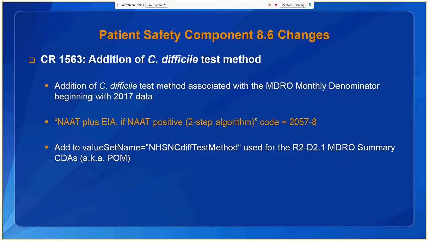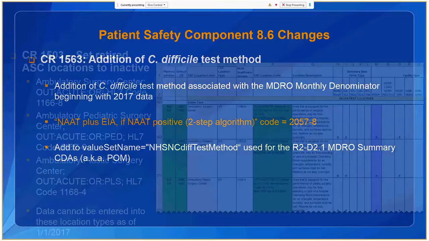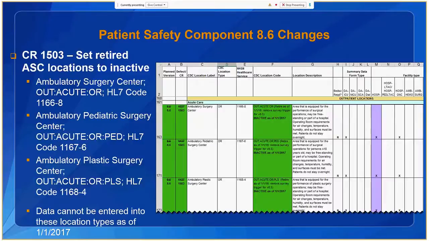Addition of a C. difficile test method. So make sure you include that in your coding. The NAAT plus EIA has been added, and just add it to your C. diff test method value set. Next slide.